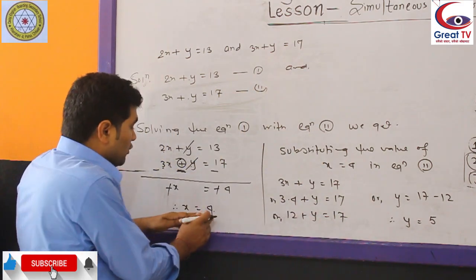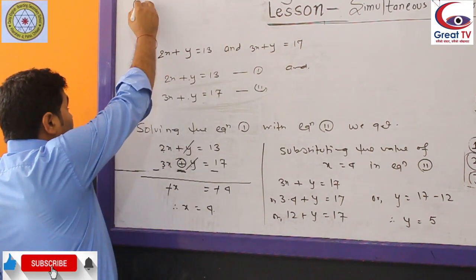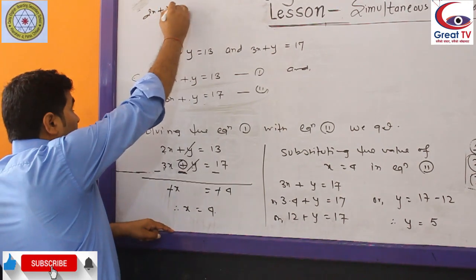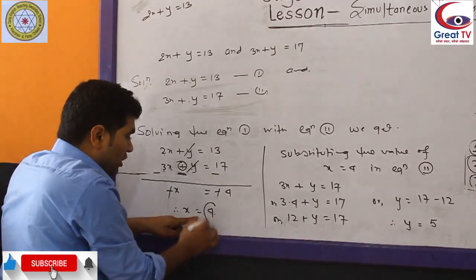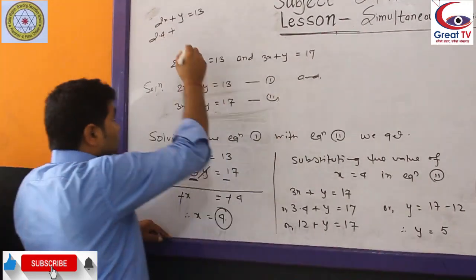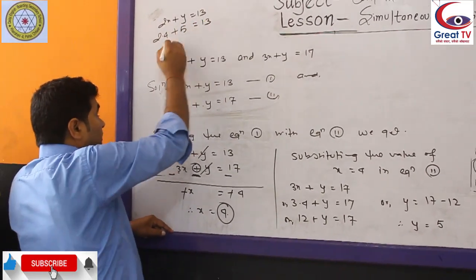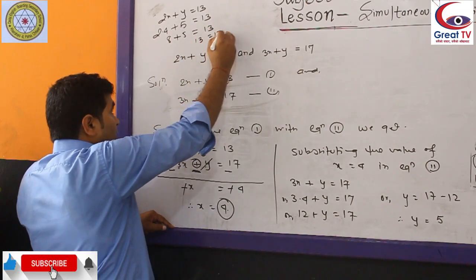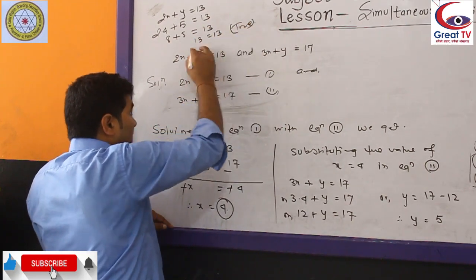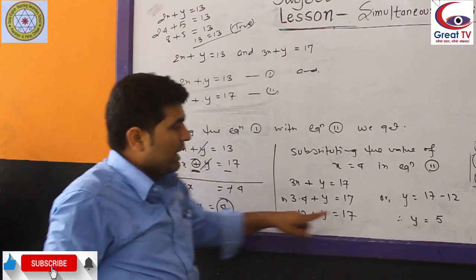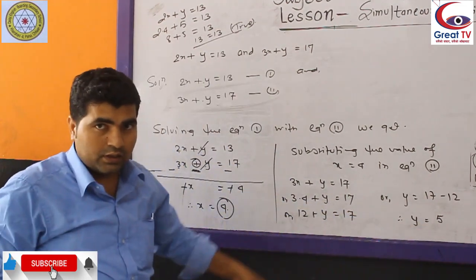So now the value of x equal to 4, you can say that 2x plus y equal to 13. Now value of x equal to 4, 2 times 4 plus value of y equal to 5 equal to 13. 8 plus 5 equal to 13. 13 equal to 13. This one is true. That means the values of x and y of this equation are 4 and 5 respectively. Okay.